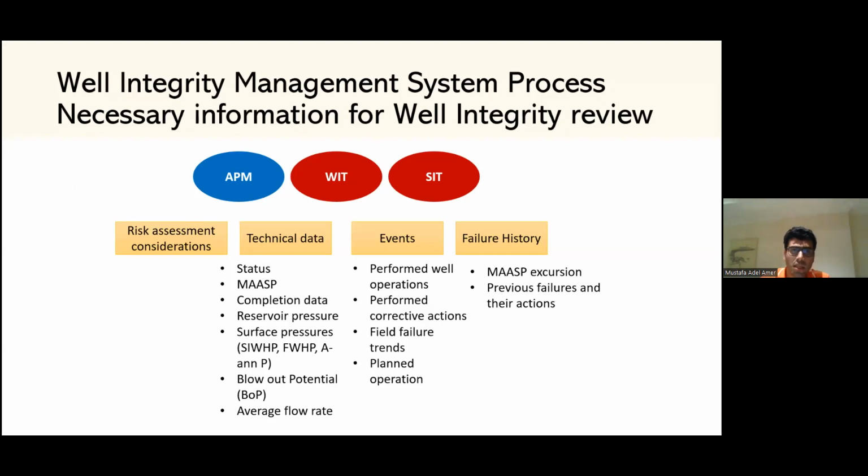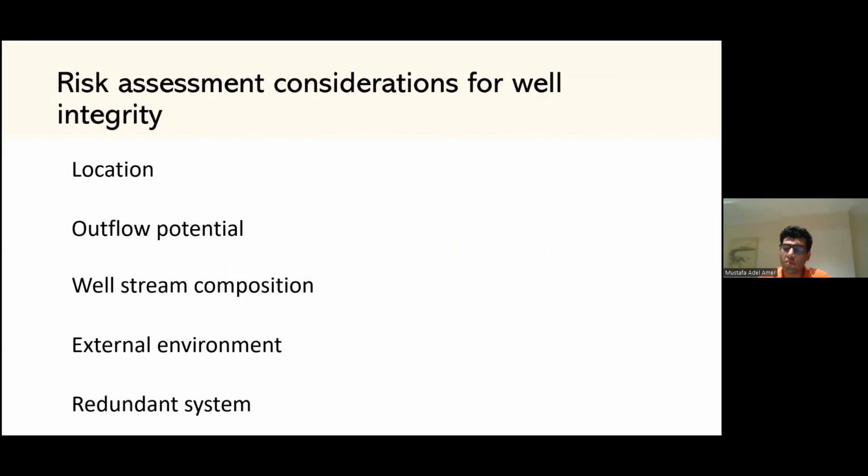And risk assessment considerations. When you perform your exercise and you get the data from the tests you perform, and you study the history and the failures and the status of the wells, you try to assess the risk of the well. Is this well a high risk or a low risk well? What you take into consideration is location, outflow potential, well stream composition, external environment, and redundant systems.